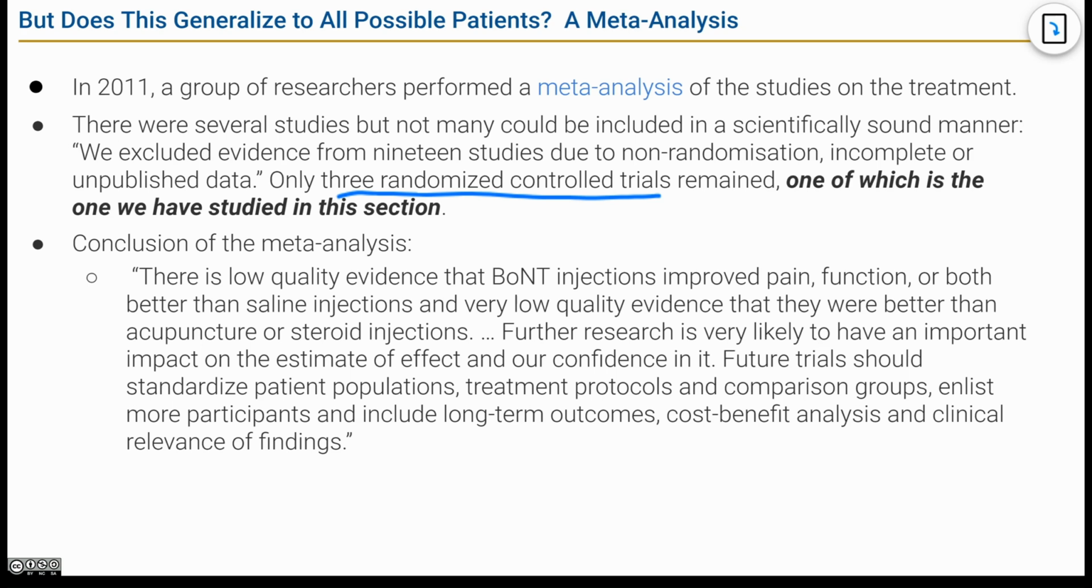So this just points out really the complexity that goes into actually releasing a new drug or a new treatment. It's more than just one successful randomized control trial.